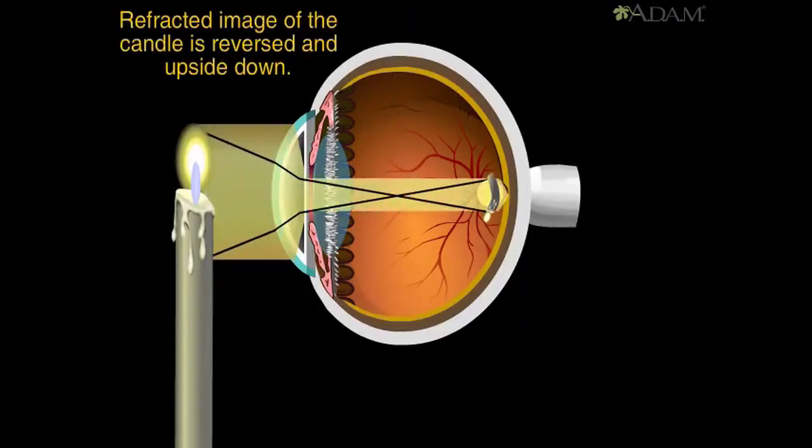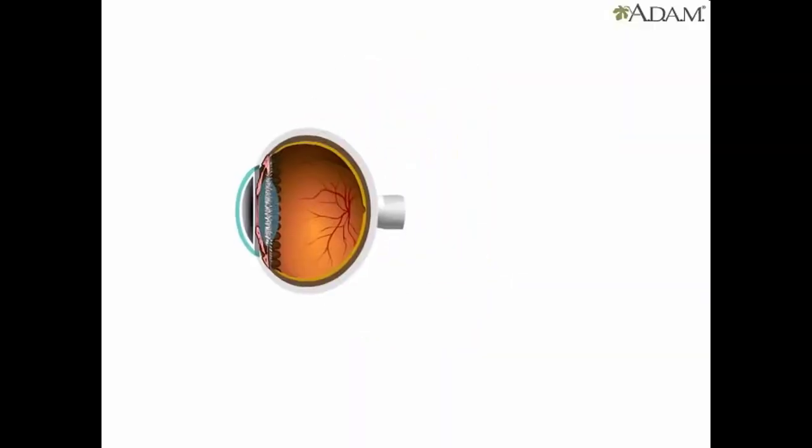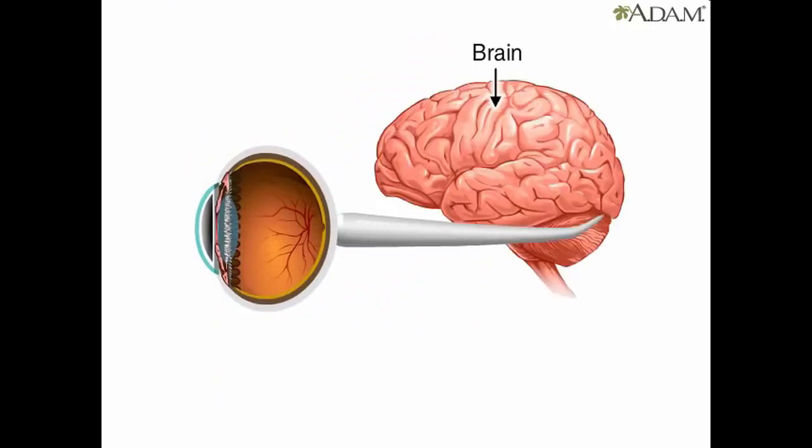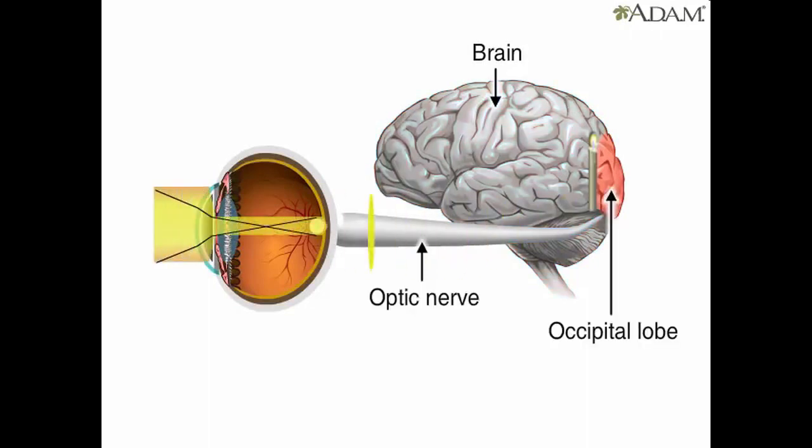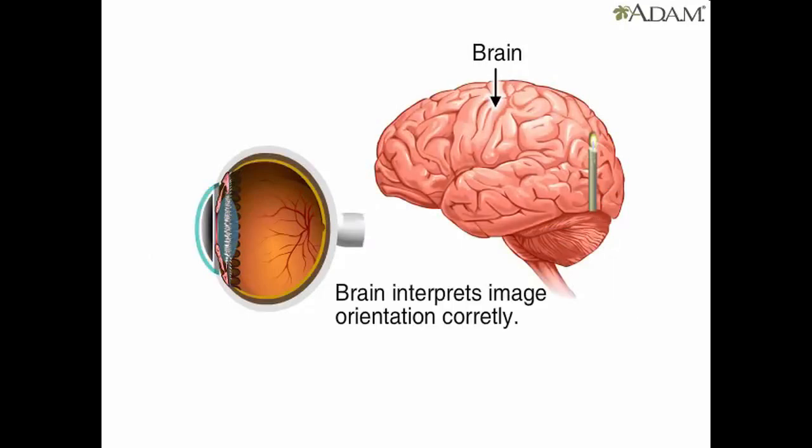This double bending, though, has reversed the image and turned it upside down. If that was the end of the story, the world would always appear upside down. Fortunately, the image is turned right side up in the brain. Before that can happen, the image needs to travel as impulses along the optic nerve and enter the brain's occipital lobe. When the image forms there, it regains its proper perspective.